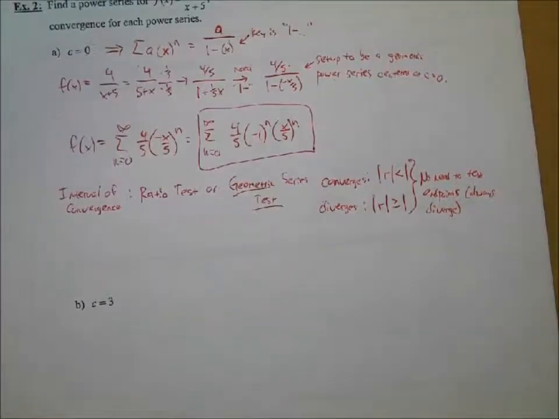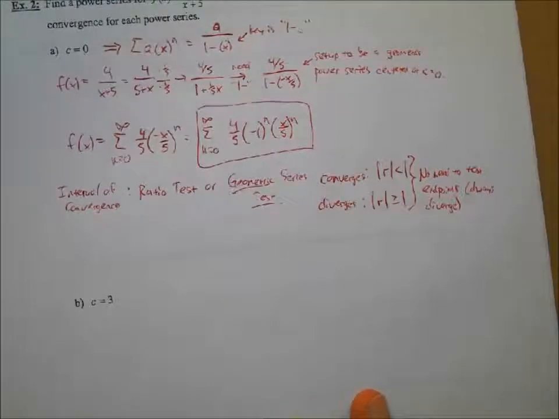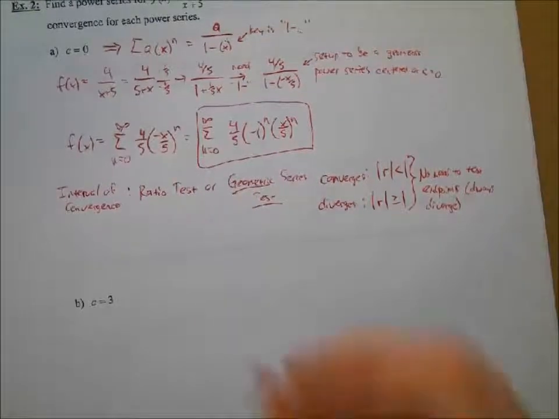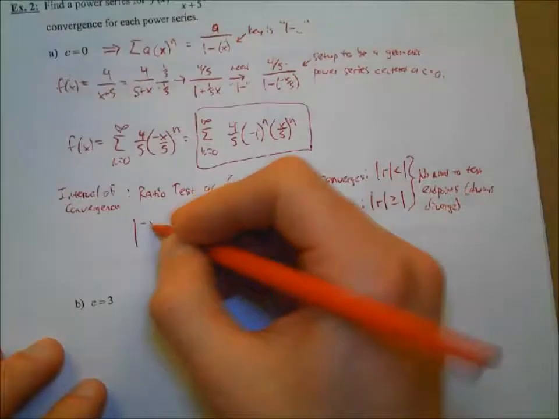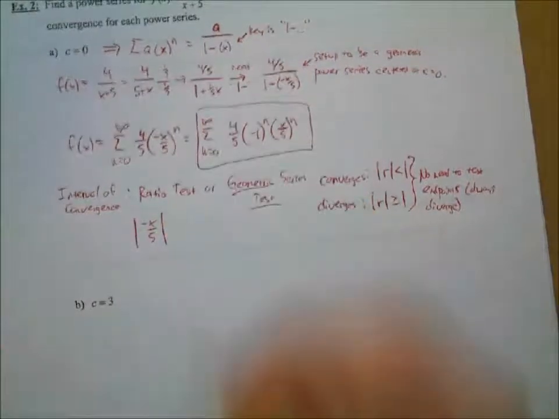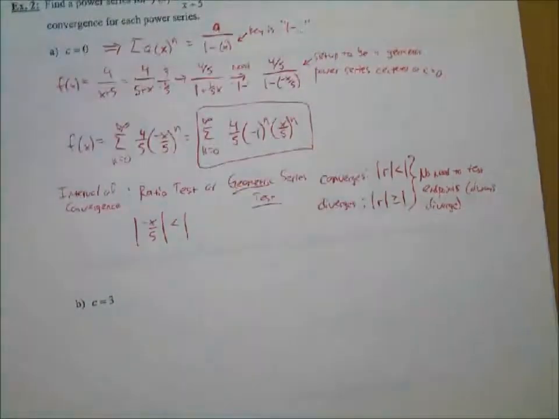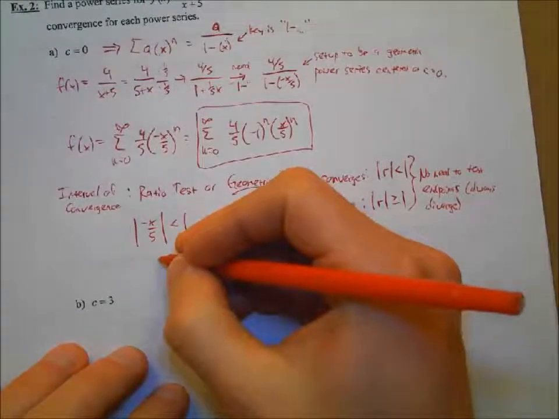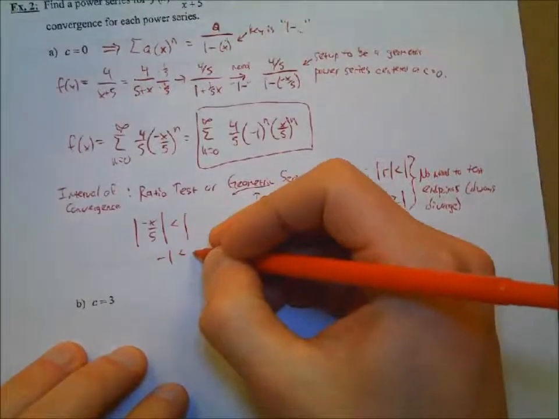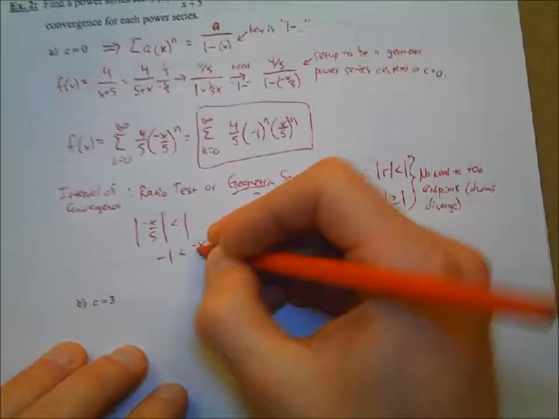So then all we have to do now is take our r, and what is the r in this problem? It's the x over 5. You can make it negative x over 5 or positive x over 5 because it's in the absolute value there. So if you want to make it negative x over 5, that's cool. Less than 1 like that. And then we rewrite it as an inequality, negative 1 less than negative x over 5 less than 1.